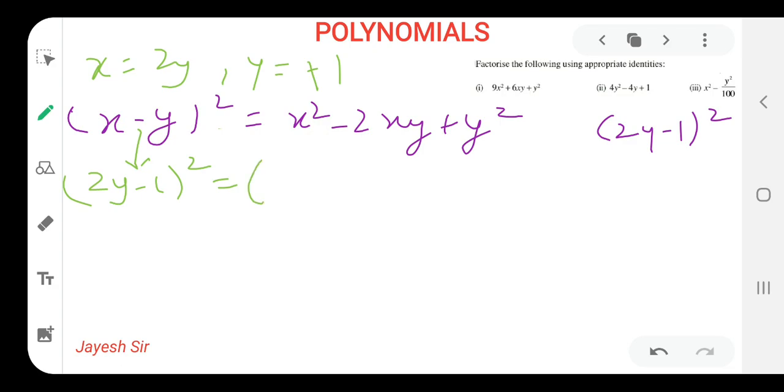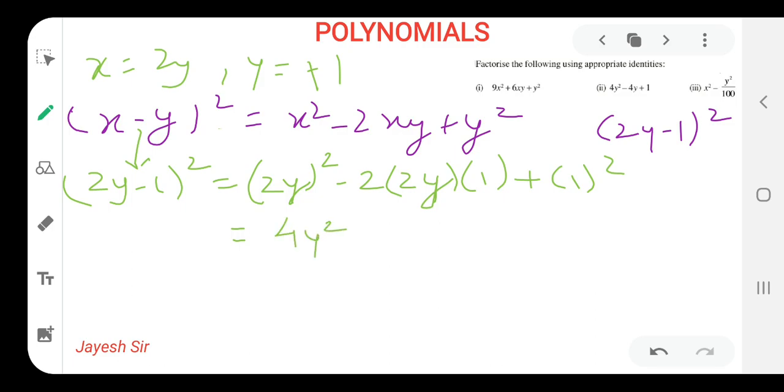So the value of x is 2y, so 2y square minus 2, x value is 2y and y value is 1, plus y square, that means 1 square. Now what will we find? 4y square minus 4y plus 1. So you can see that we have obtained the value that is equal to the question. So that means our answer, 2y minus 1 square, was correct. I hope you all might be getting it.